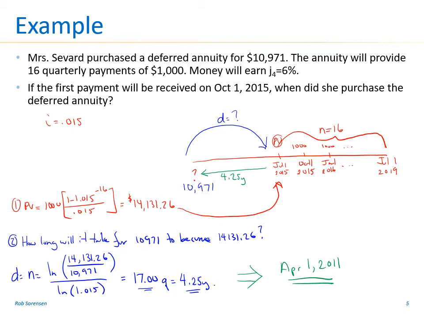Now, you could try it if you like and work it in reverse. Put 10,971 in as PV. Add interest to it for 17 quarters. You should end up with 14,131. Put that in as your present value. 1,000 for your payment, 0 for your future value, and then your interest rate, and then calculate n, and sure enough, you'll get 16 payments out. So that's kind of doing it in reverse, solving for d.